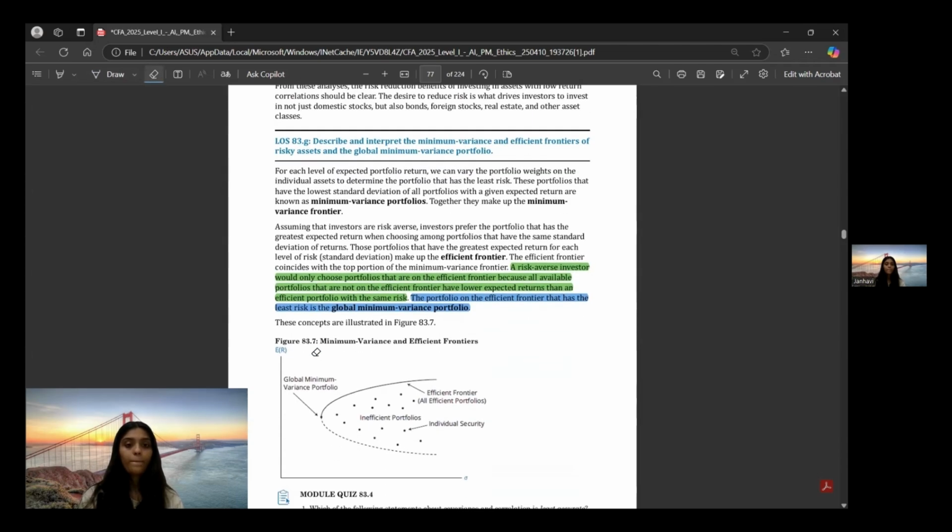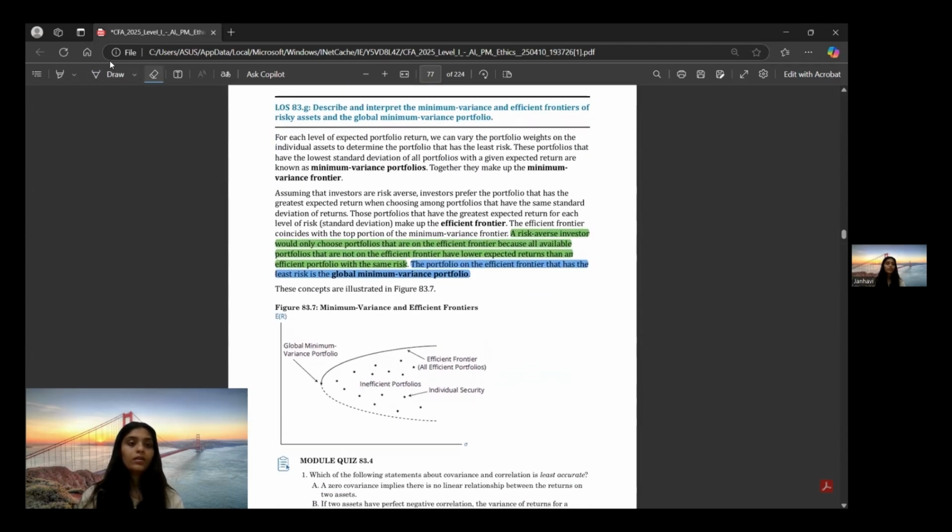Then, okay. So this part is very important. I want you to pause the video, read this LOS 83.G, and try to understand. Then I'm going to explain it. Pause the video, just read it, and then listen to my explanation.